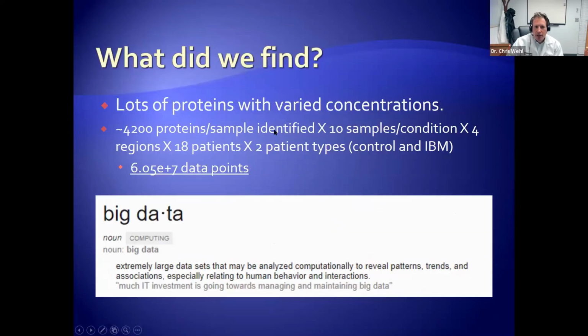And so what did we find? Well, I like to always put first, we found a lot of stuff. We found 4,200 proteins per sample. We did 10 samples, 4 conditions. So really we're looking at a huge amount of data. And how do you then try to understand that?